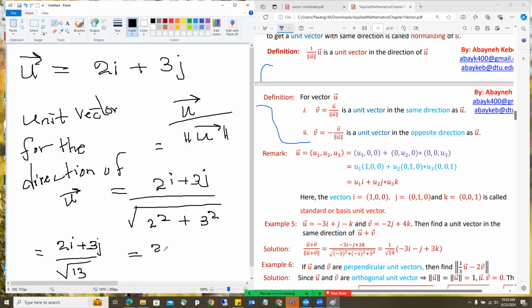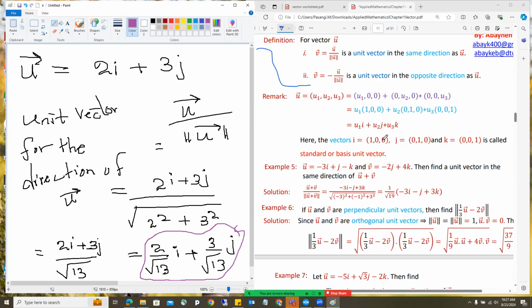That means 2 over square root 13 i plus 3 over square root 13 j is the unit vector. If you find the magnitude of this one, it will equal 1. That's how the example works. That part is done.